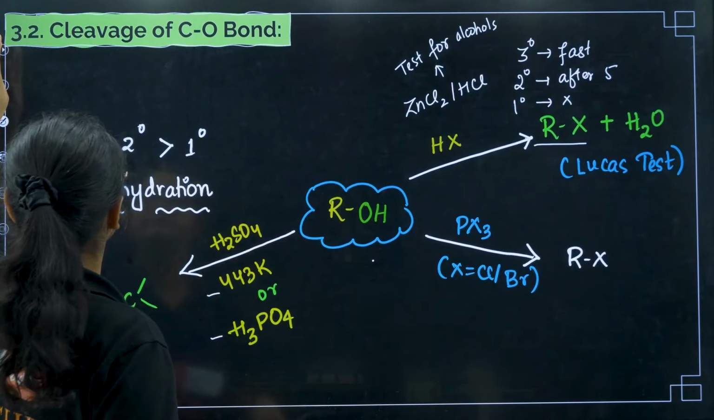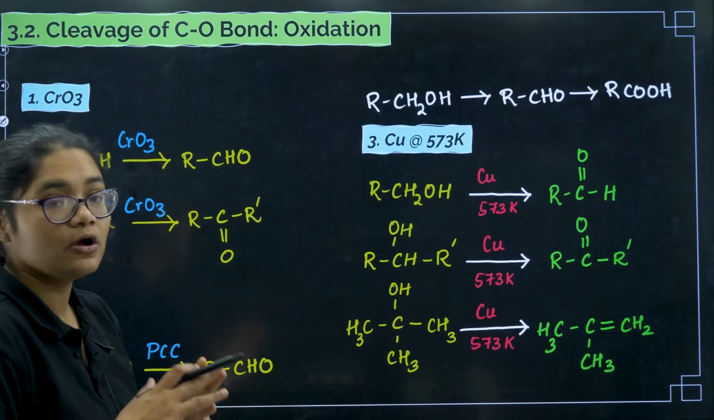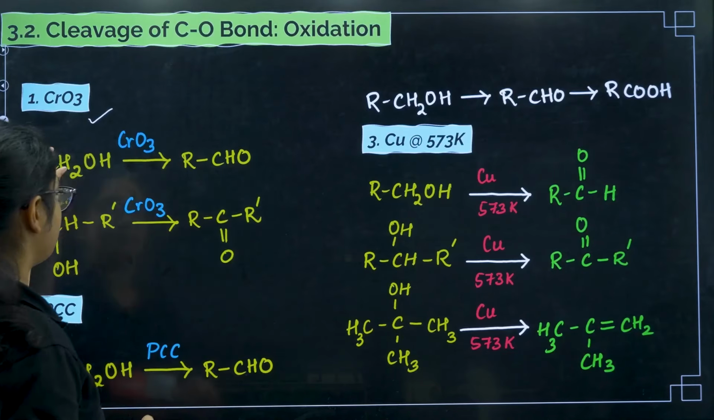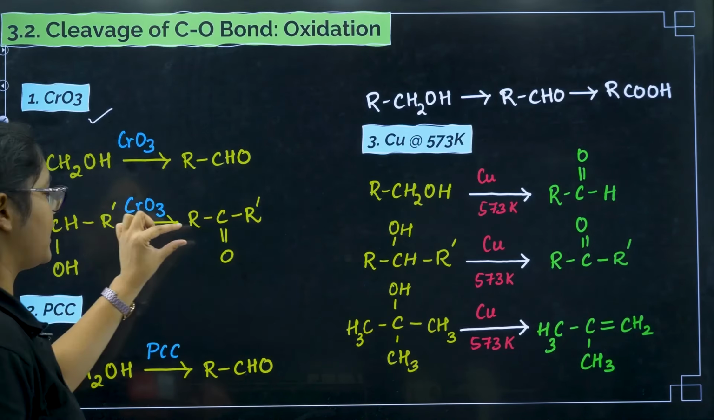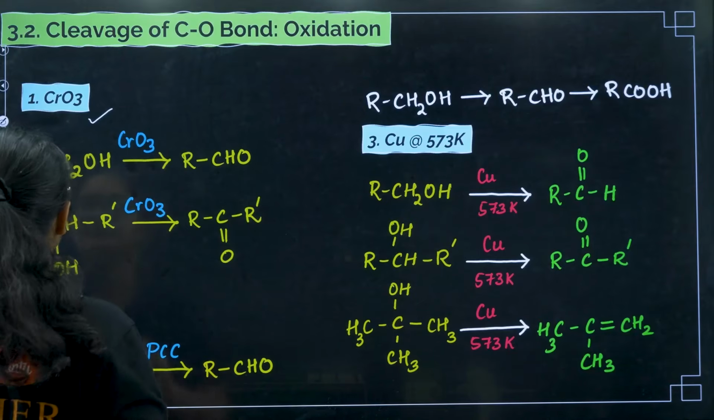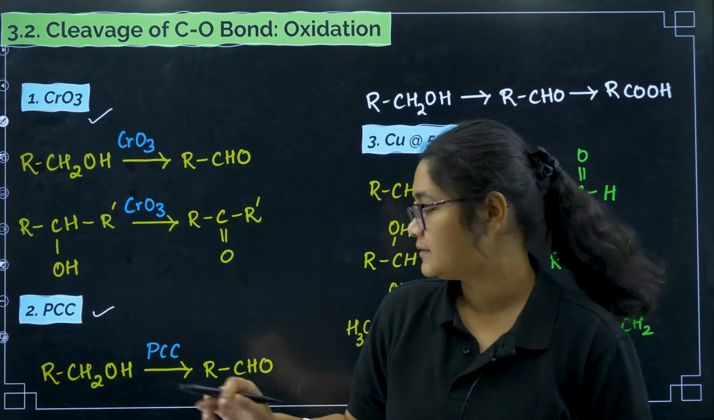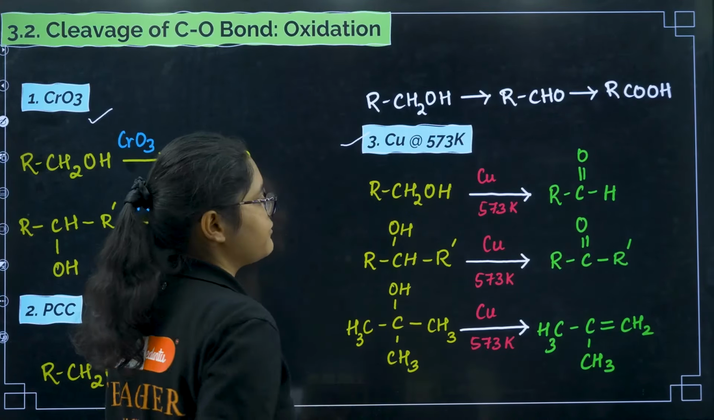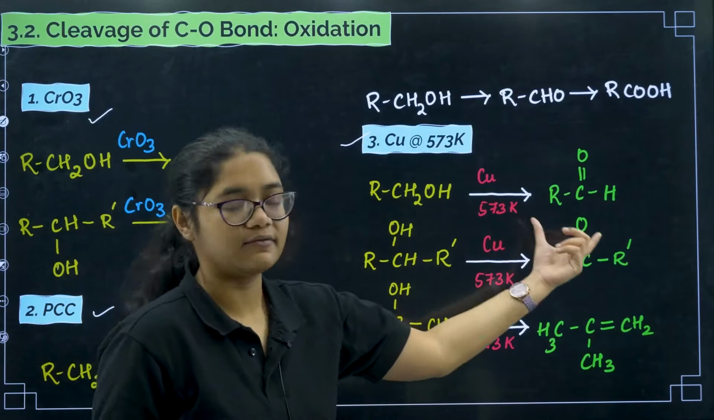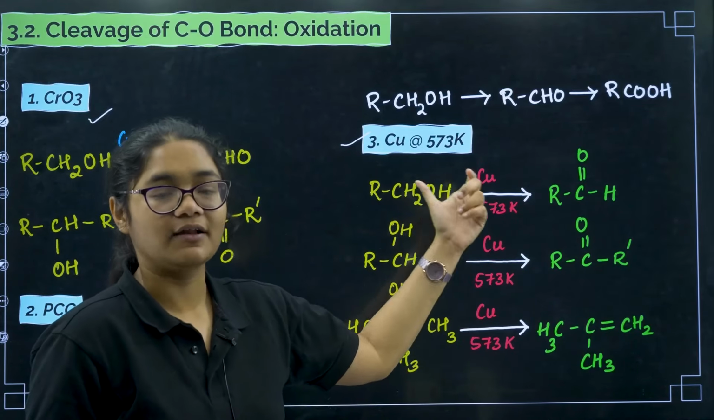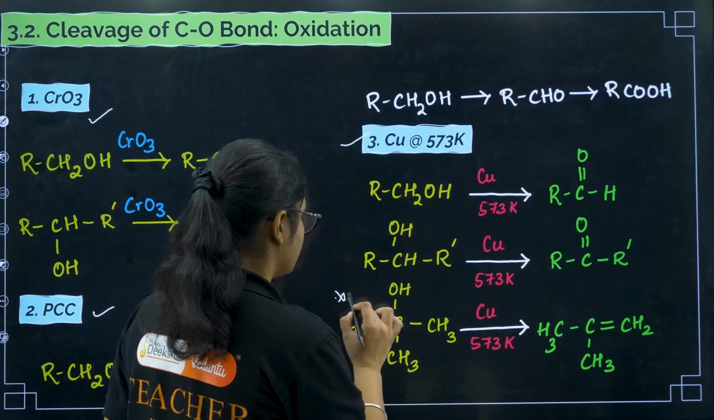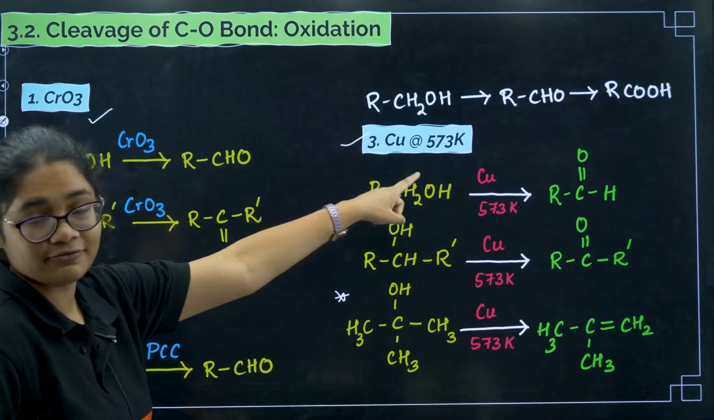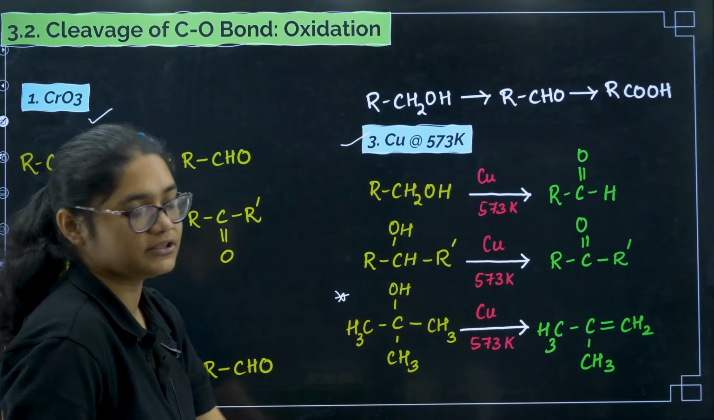Now we have the oxidation part, cleavage of CO bond, oxidation reactions. The first one is your CrO3, oxidizing agent. In this, primary alcohols will be converted to aldehydes, secondary alcohols will be converted to ketones. The second one is your PCC. In PCC, primary alcohols get converted to aldehydes. The third one is copper at 573 Kelvin. Here also primary will convert to aldehydes, secondary will convert to ketones, and very important, tertiary will give you alkenes. With the others tertiary will not react, but copper at 573 Kelvin will react and give you alkenes.